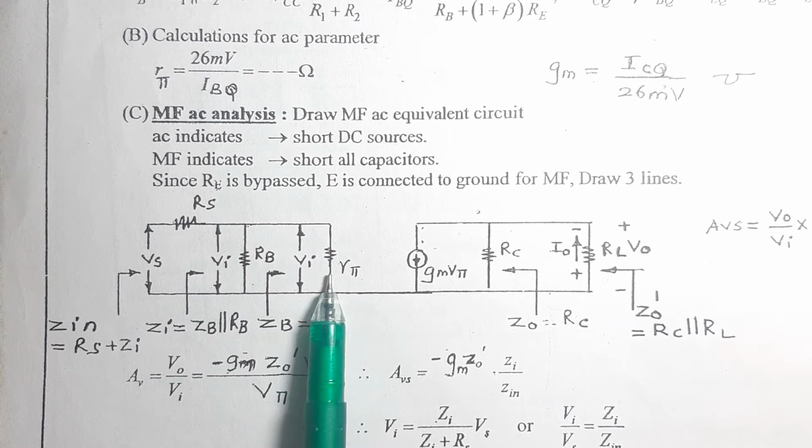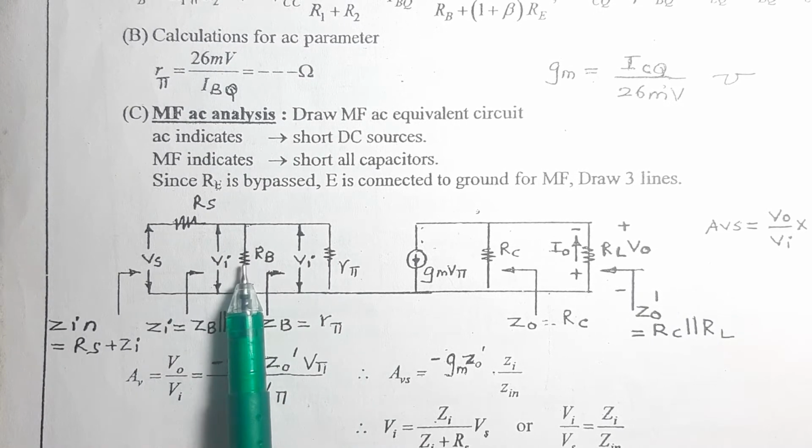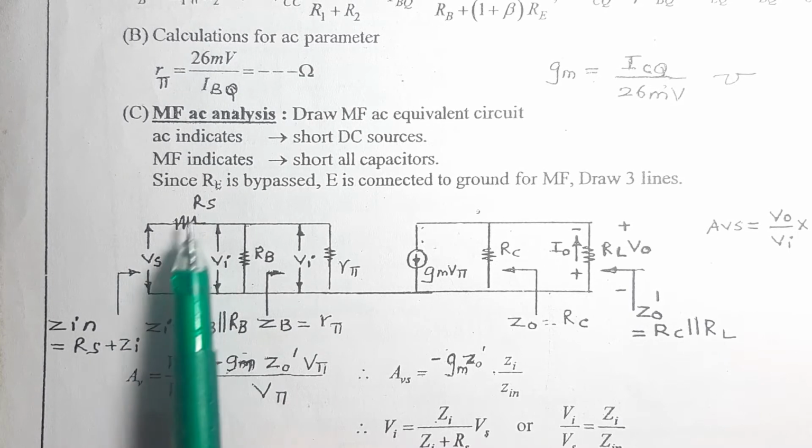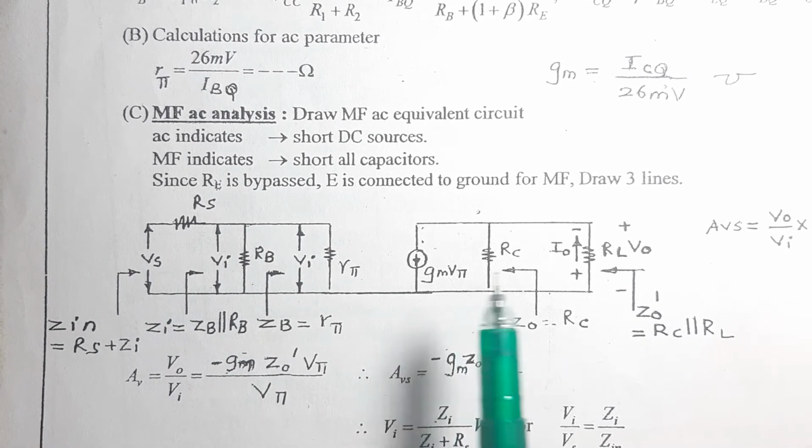The first component will be nothing but the resistance R pi. So R pi, then RB, and then since we have RS and VS over here, we'll include them in the circuit diagram, RS and VS over here. Then over here we have GM pi.